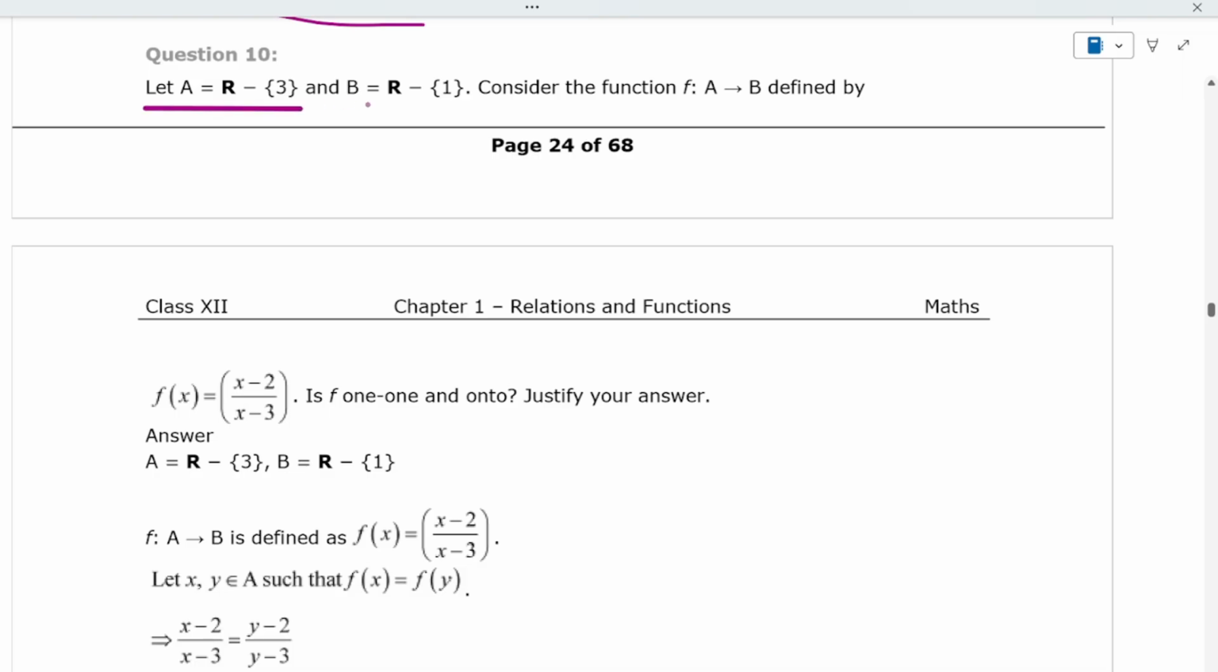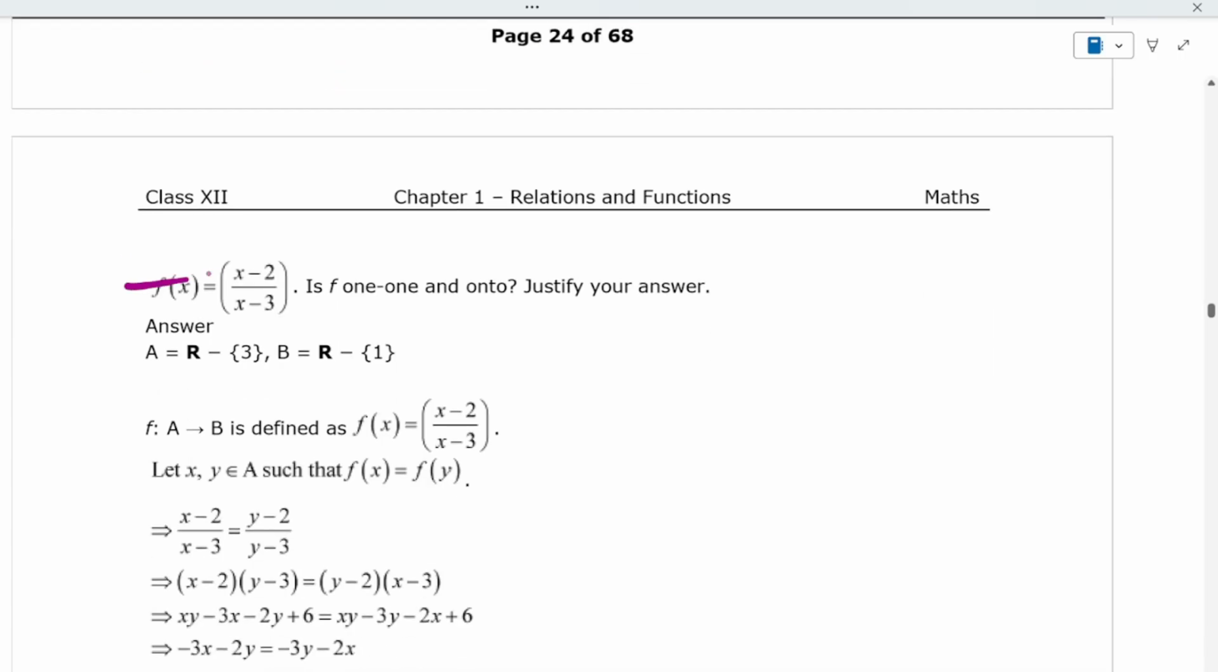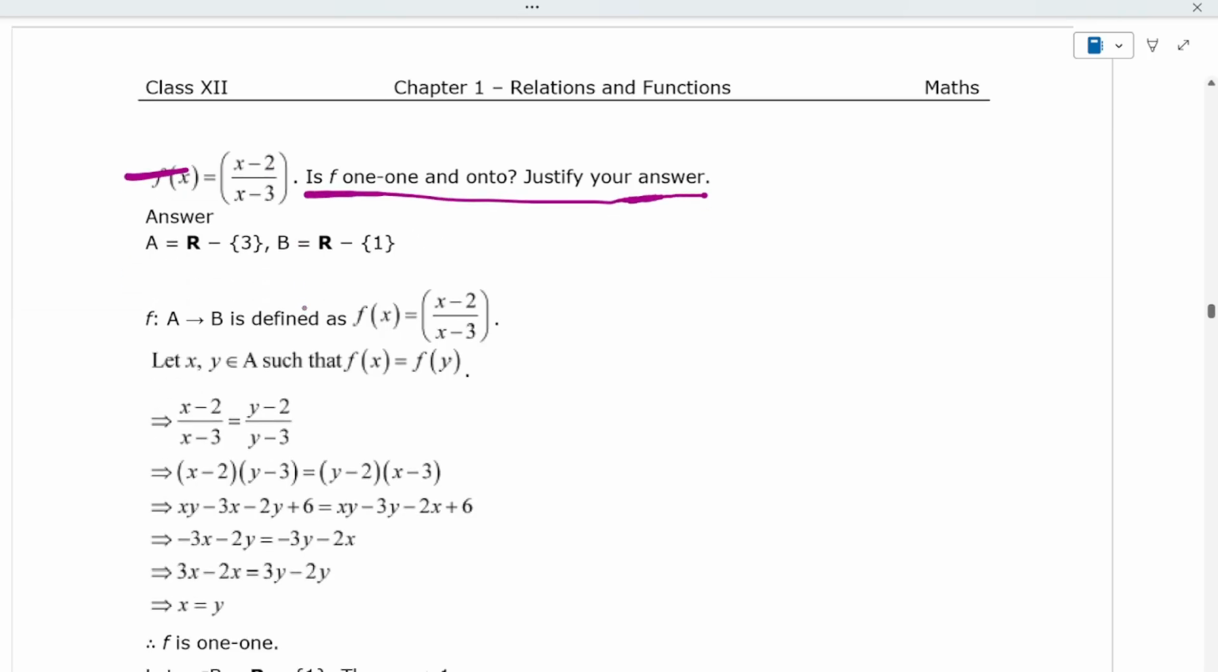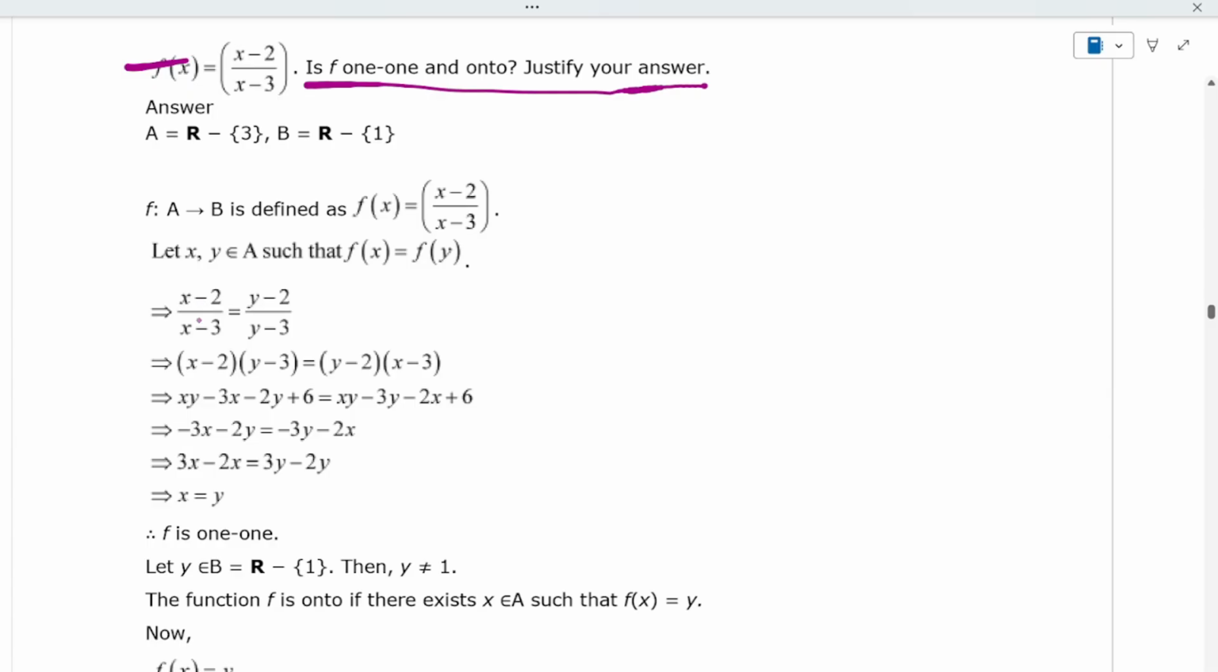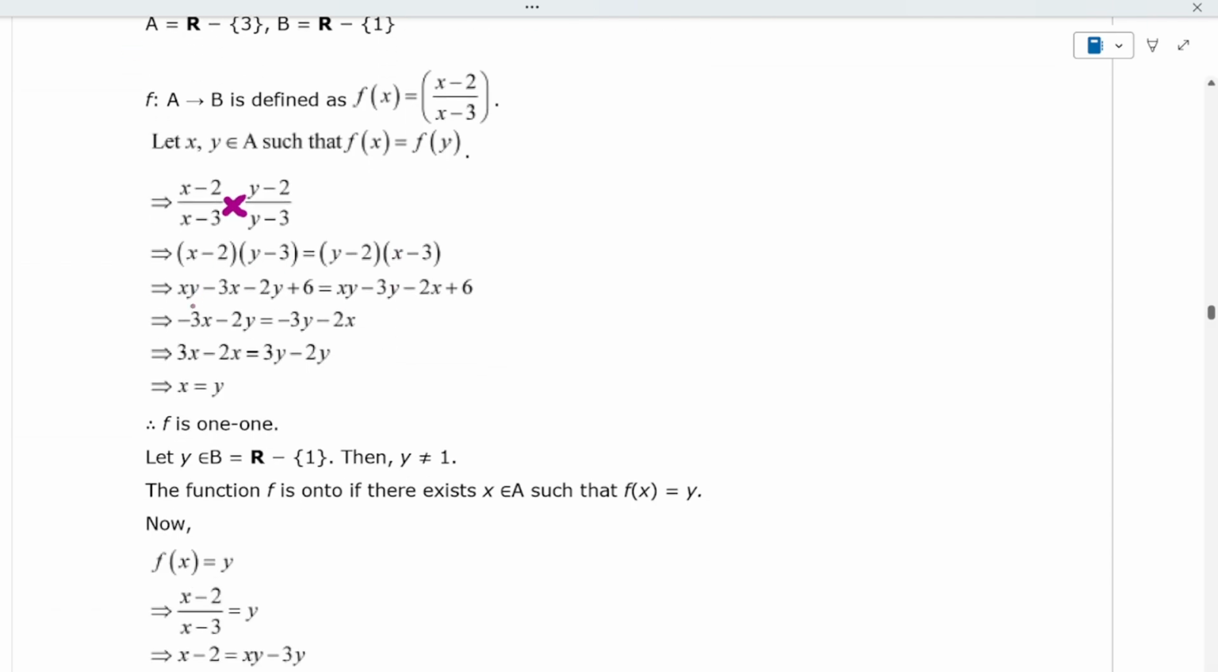Let A is equal to R minus 3, B is equal to R minus 1. F is a function from A to B, and they have given the function as (x minus 2) by (x minus 3). Is the function one-one and onto? See, (x minus 2) by (x minus 3) is equal to (y minus 2) by (y minus 3). You can solve this in this way also. You can cross multiply, right? If you cross multiply and solve this equation, the 3x, the 2, and the 3 will get cancelled, x is equal to y will be remaining, so it is one-one.